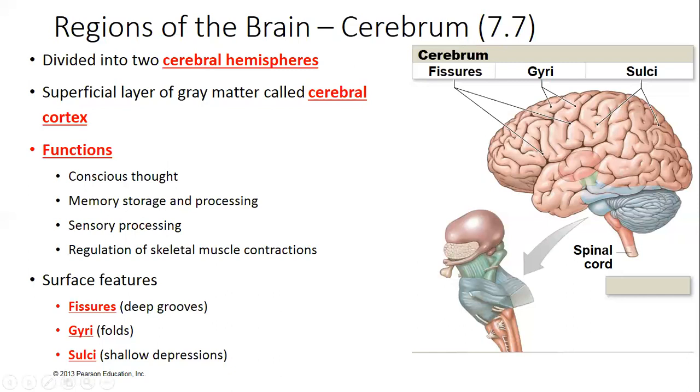Look at these surface features that you see here. So these bumps that you see are called gyri. The valleys between the gyri are called sulci. There's a little groove here, and a deeper groove is called a fissure. So the shallow depressions are called sulci. The really deep grooves here are called fissures.